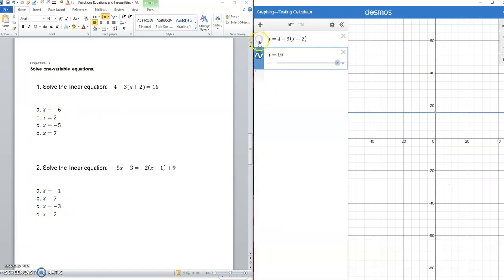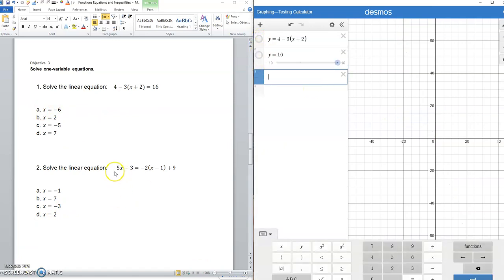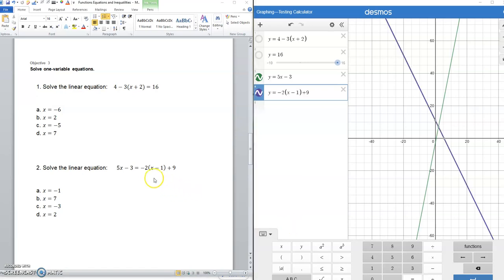Okay, disabling this so that you don't see it. Open another one. Go ahead and plug this in as y equals 5x minus 3. Okay, once you're done with that, you're going to open up another window and you're going to plug this in again as y equals whatever that is. I have finished plugging in the right side of my equation, which is y equals -2 parentheses x minus 1 close parentheses plus 9. And I came up with two lines that intersect at point 2, 7. And my answer is the x value of that, which is x equals 2. So the answer here is letter D.